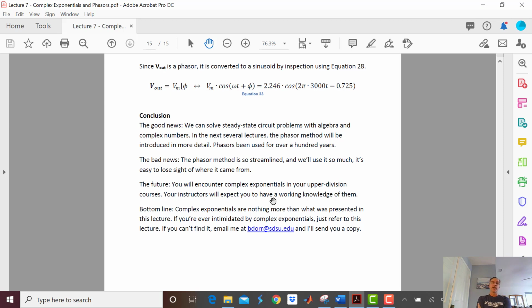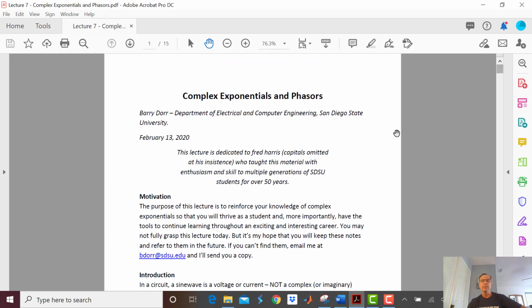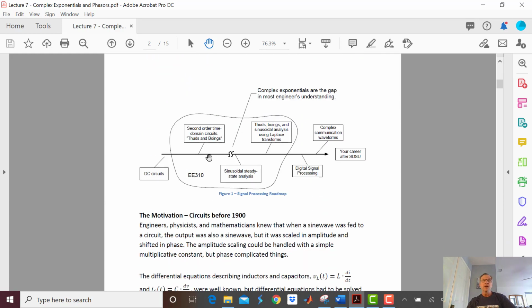But here's the bad news. The phasor method is so streamlined, and we'll use it so much that it's easy to lose sight of where it came from. And if you lose sight of where it came from, you get through EE310 and you can probably get through EE410, but you won't have that nice grounding in signal processing. If you leave this gap here, you can still get through EE310. But if you close this gap, EE310 will be this wonderful springboard for all of signal processing and the rest of your career.